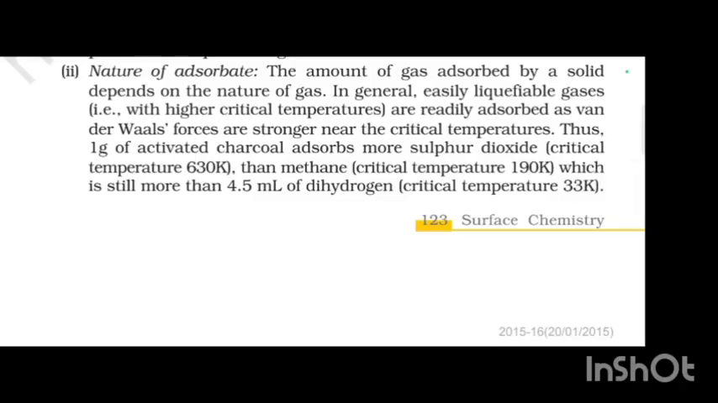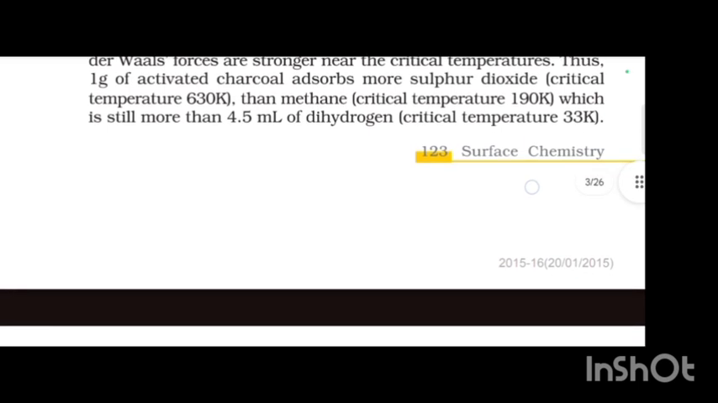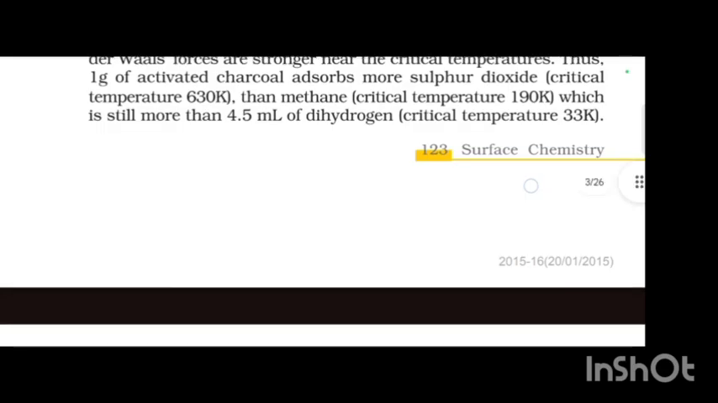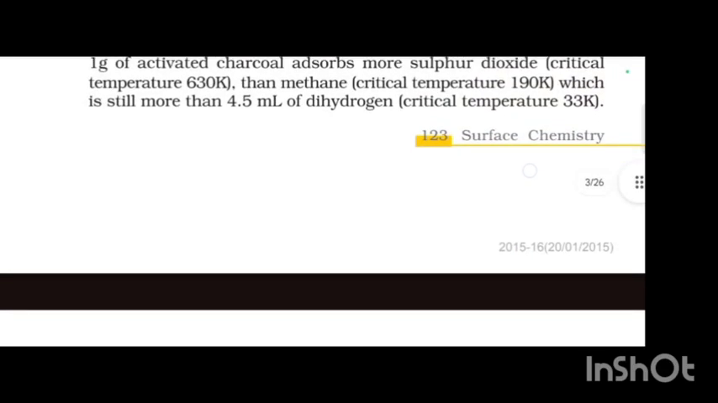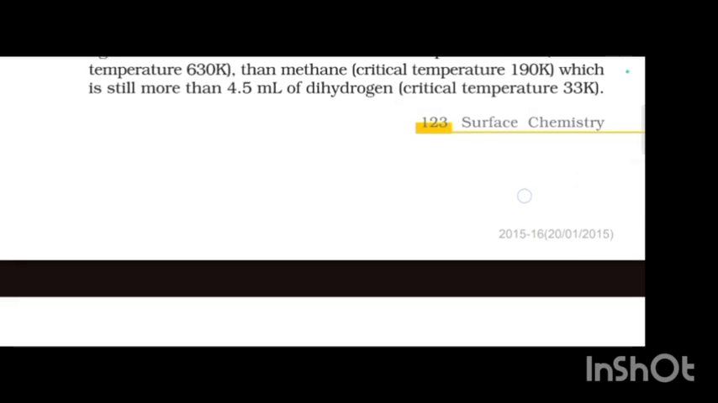In general, easily liquefiable gases, that is, those with higher critical temperatures, are readily adsorbed as van der Waals forces are stronger near the critical temperatures. Thus, 1 gram of activated charcoal adsorbs more sulfur dioxide, critical temperature 630 Kelvin, than methane, critical temperature 190 Kelvin, which is still more than 4.5 ml of dihydrogen, critical temperature 33 Kelvin.